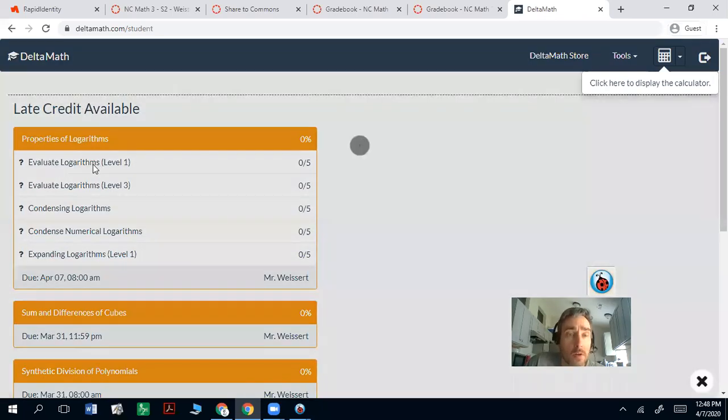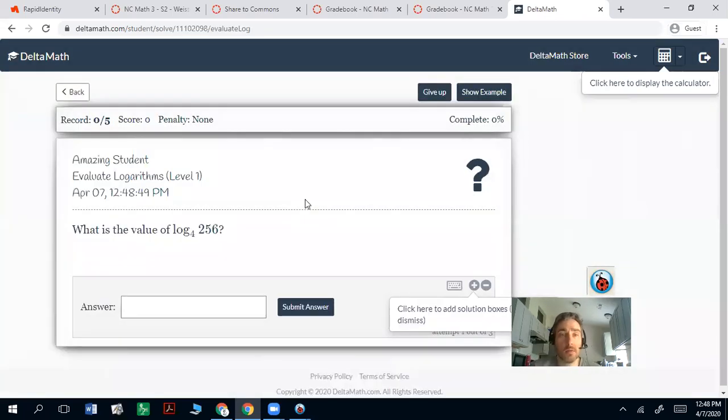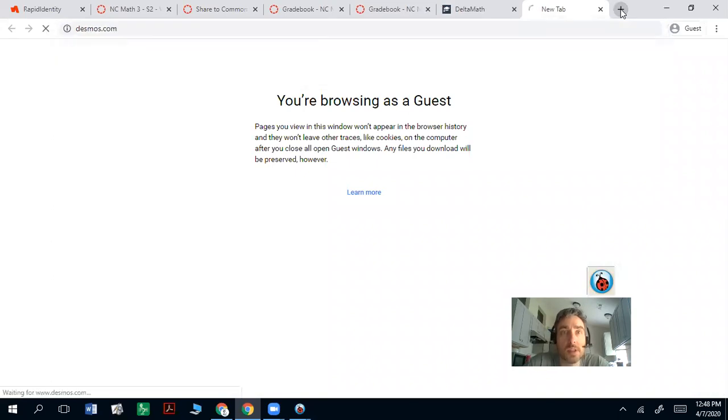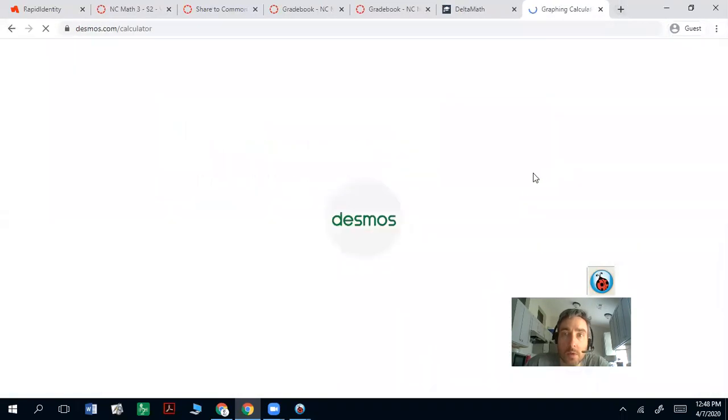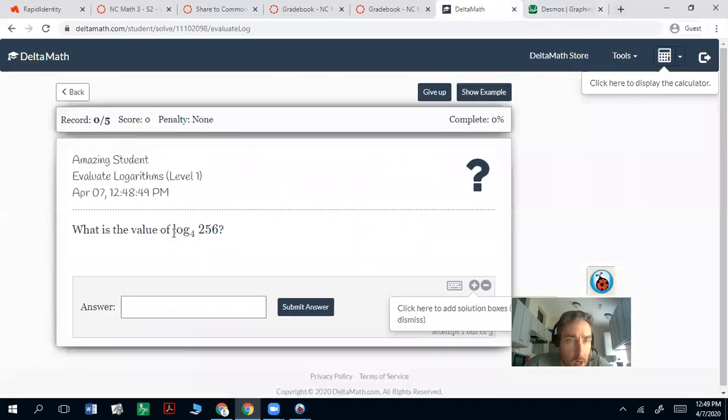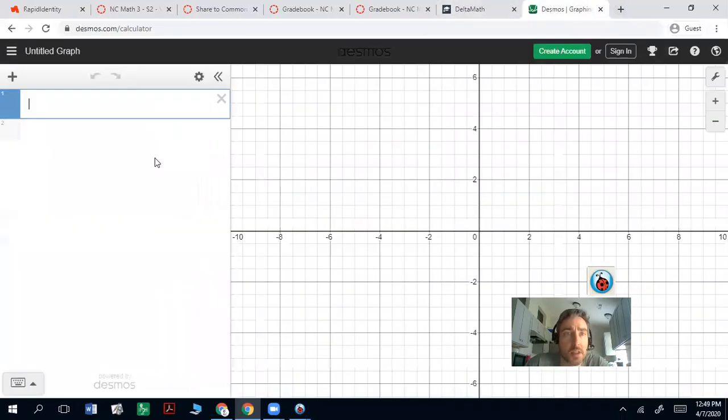Okay, evaluate logarithms level 1. Let's see, what's the value of log base 4 of 256? So what I'm going to do is go to Desmos, since in a previous lesson I taught you how to use a calculator to get that. So we're going to type in log base 4 of 256. What we'll do is we'll do log, shift minus sign, 4, right arrow, 256. That is one way to do it.